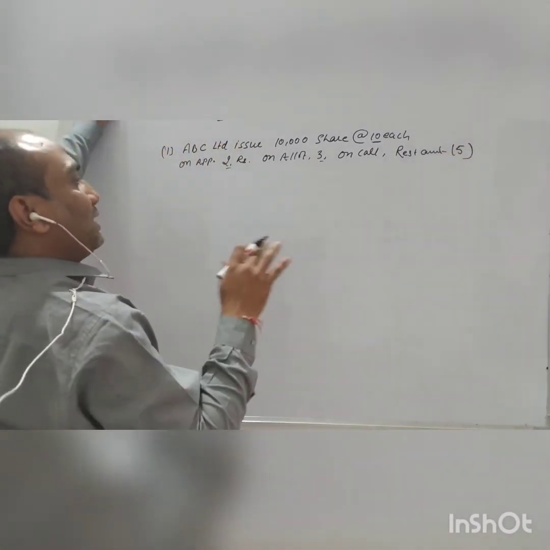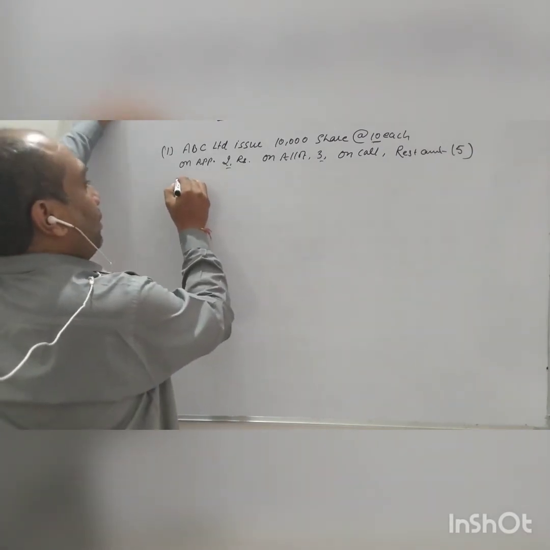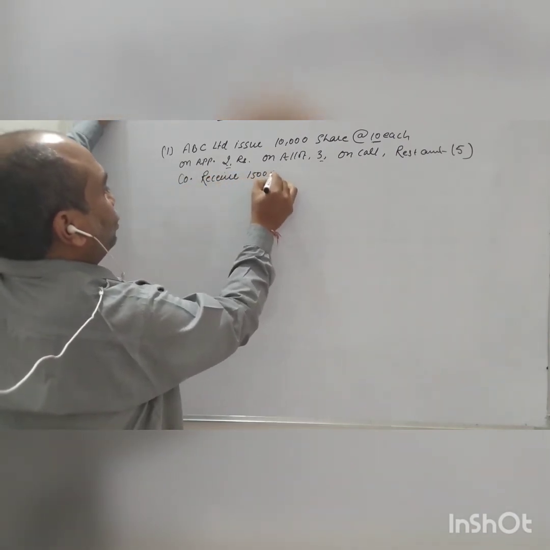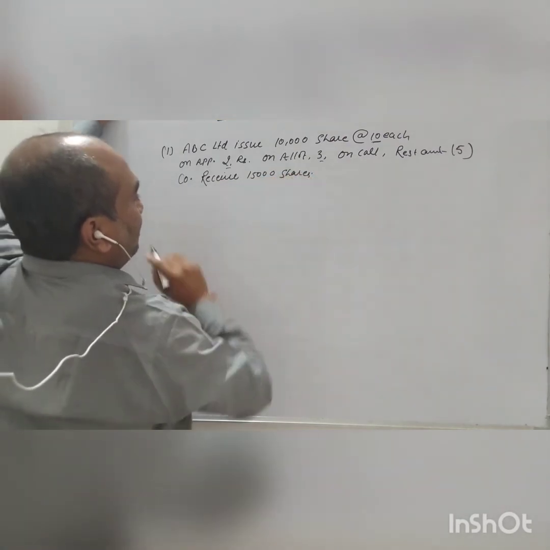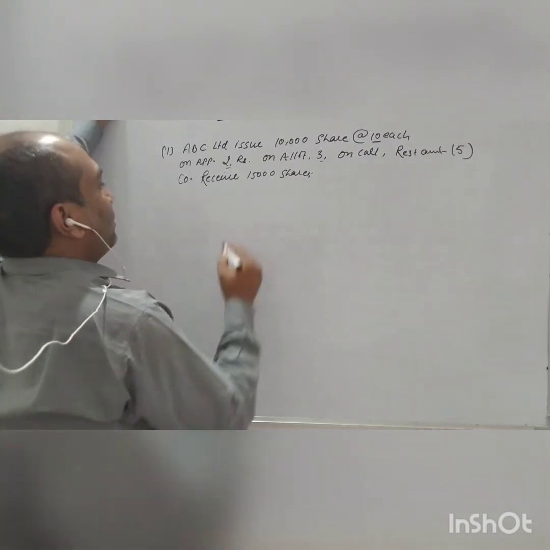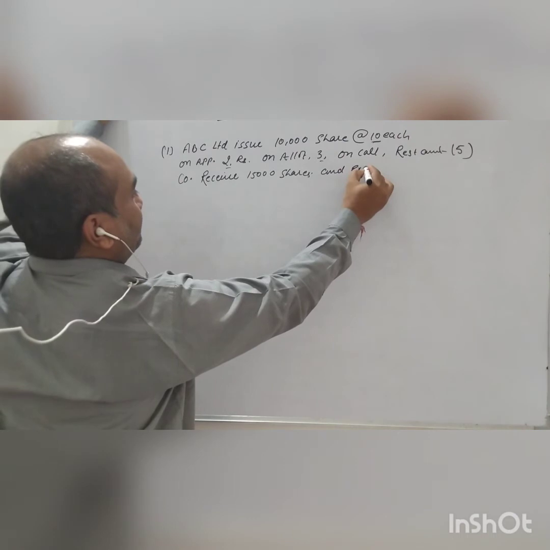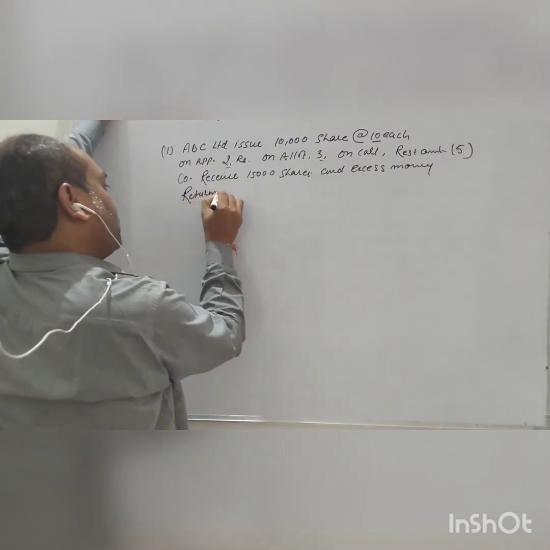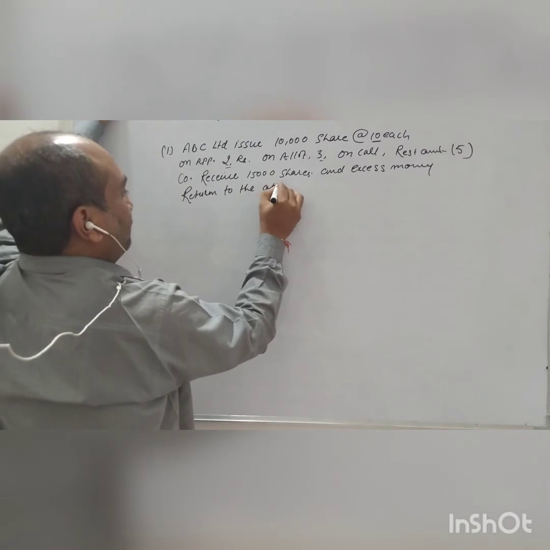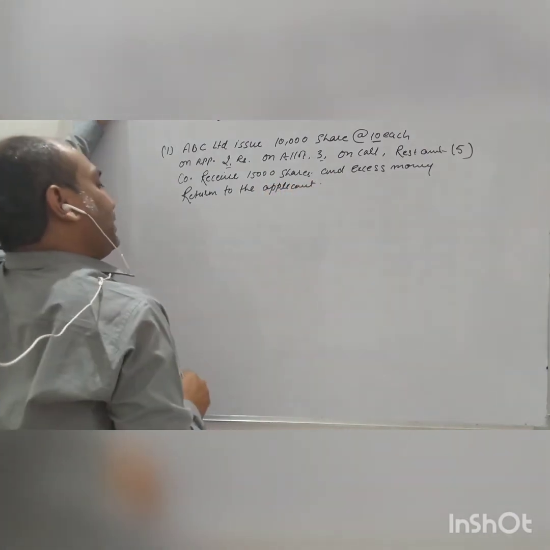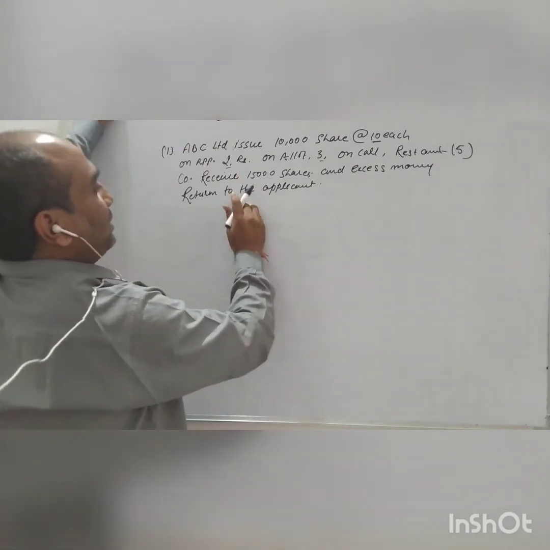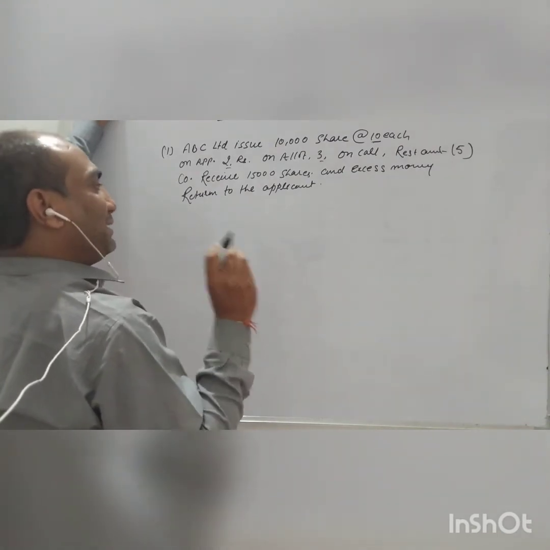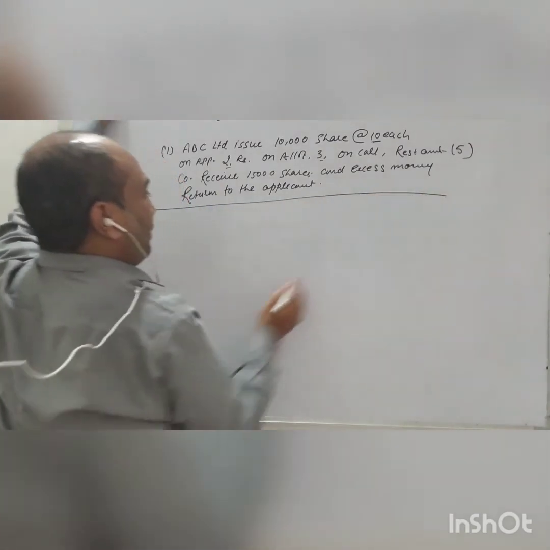One thing I just added: the company received 15,000 shares, right? The company received 15,000 shares and excess money is returned to the applicants. So here you can see the excess money the company is returning to the applicants. We have only 10,000 shares, so we will keep only 10,000 shares. In this condition, we will prepare the journal entries.